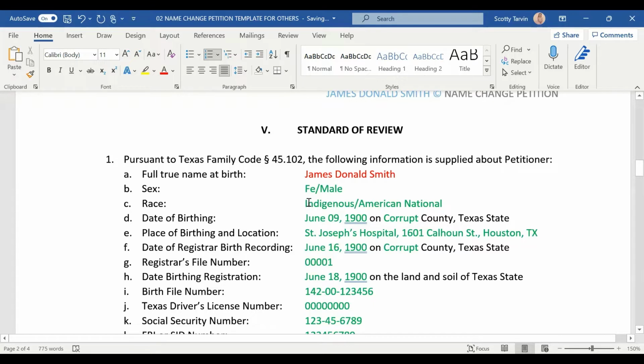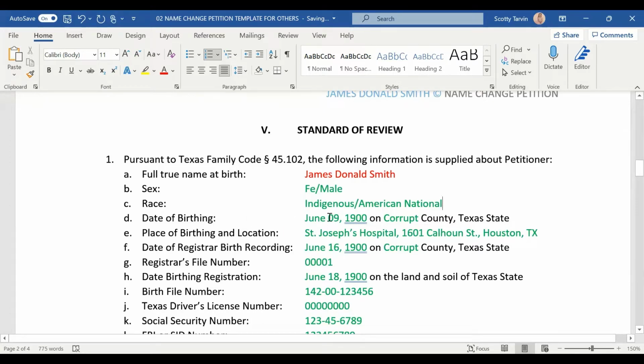You're born in the United States of America. Yep. You're indigenous. Yep. You can be an American national. You can put Indian, Moor, whatever you want to put there. Mm-hmm. This is your chance to set the record straight of who you are. You're going to get a judge to sign off on it. And then when you order your exemplified copies, you can get a judge to sign off on it again, as well as a representative for the district clerk.